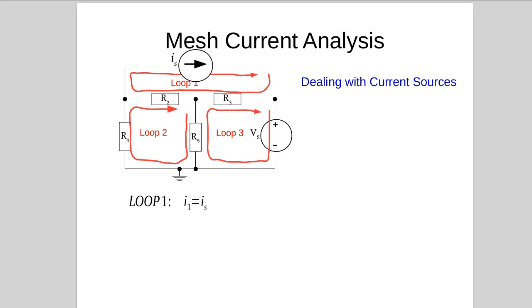We just say I1 equals IS, and then when we work out the voltages around loop 2 and loop 3, instead of using I1, we put in IS, and we only have two unknowns in two equations.